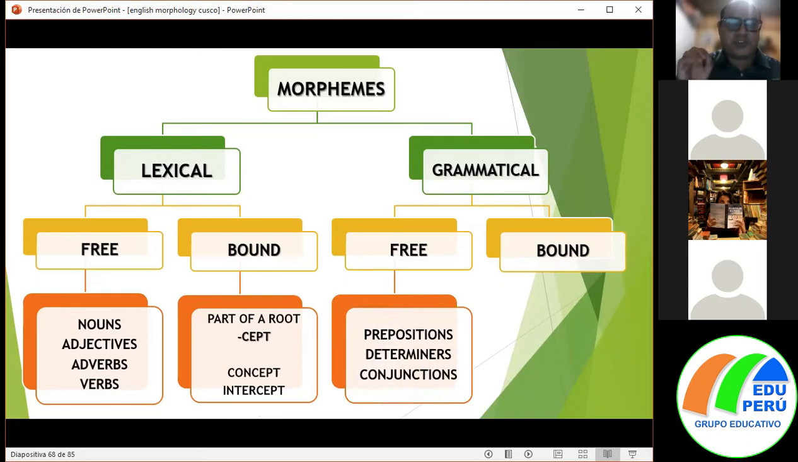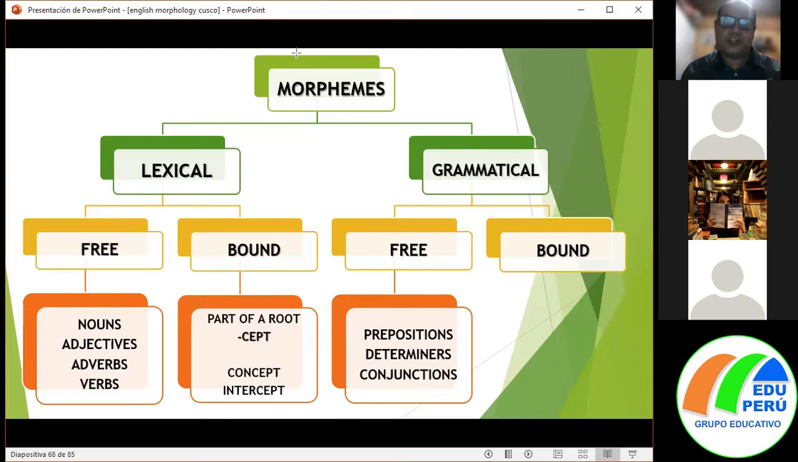Remember, function words: prepositions, determiners, conjunctions. Notice something important, in order to clarify, because in the previous slide when we talked about lexical and grammatical, lexical morphemes are called lexemes, and grammatical morphemes are called morphemes. Notice, in general, because there are some grammatical morphemes that are free too, such as prepositions, determiners, and conjunctions.